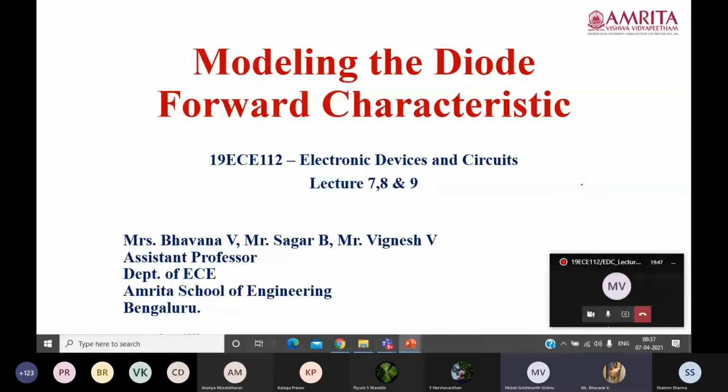Grishmant? In reverse bias condition, whatever current you are getting is due to which effect? Ma'am, in reverse bias condition you'll get a reverse leakage current. That leakage current is due to majority charge carriers or minority charge carriers? Minority charge carriers.